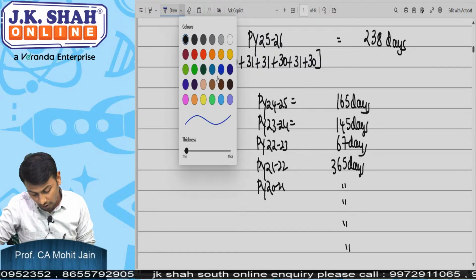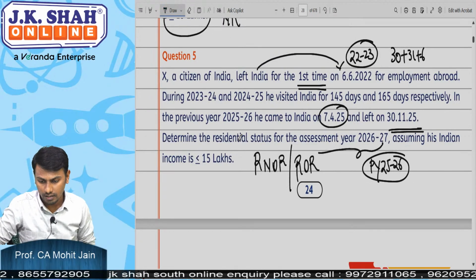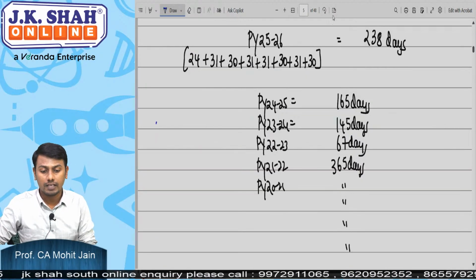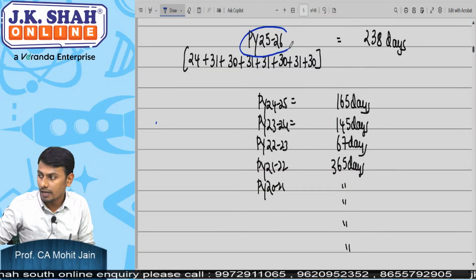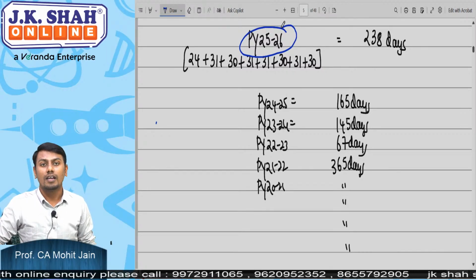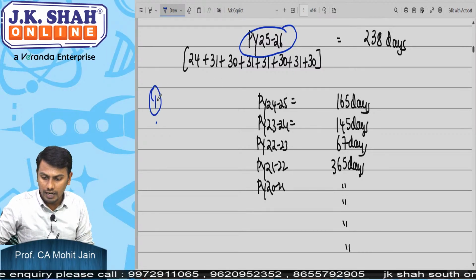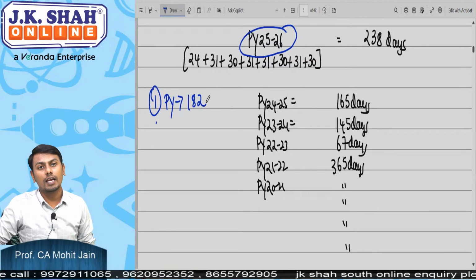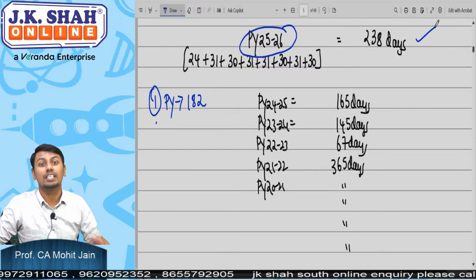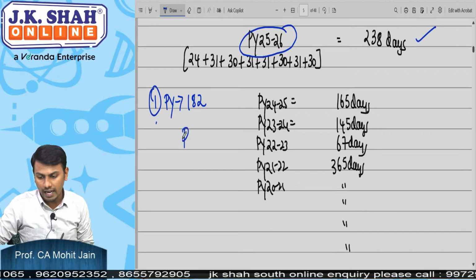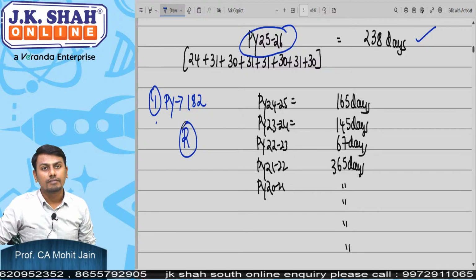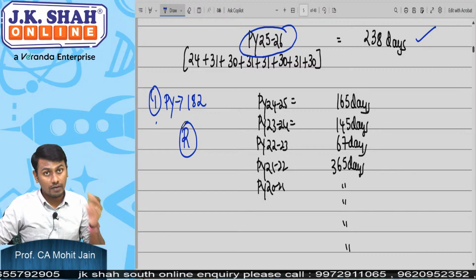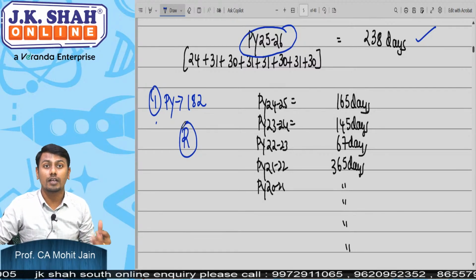Now let us determine. For which year are we supposed to determine the residential status? Assessment year 26-27, that is previous year 25-26. In order to determine the residential status of a person, you have to be there in India for 182 days or more. Was he there for 182 days? Done, the story ends here. Directly he is a resident, because he was there in India for 182 days. But once you determine he is a resident, we have to check further which kind of resident.